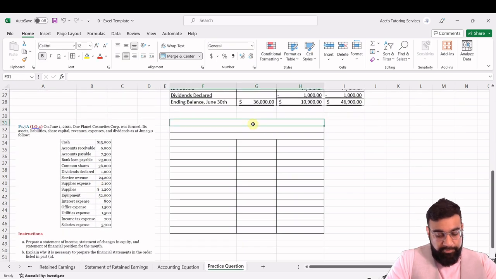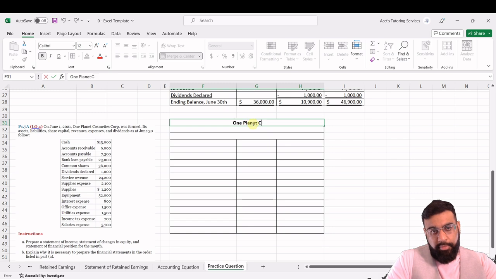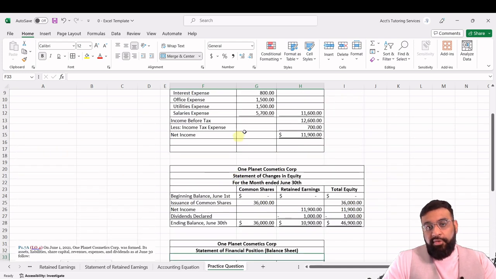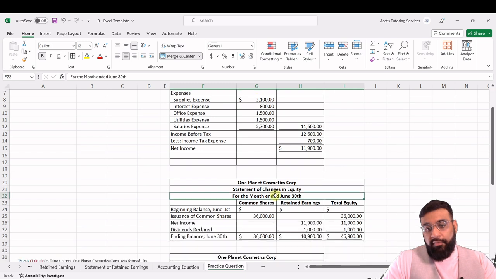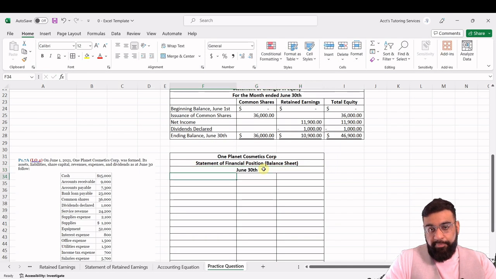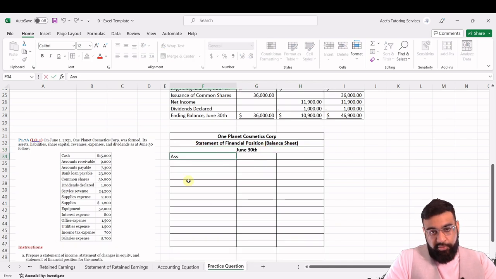So once again, the company name. Then we're going to have the statement name. In this case, it's a statement of financial position. And remember, another word for this is the balance sheet, or the classified balance sheet, or the consolidated balance sheet, the consolidated classified balance sheet. It'll vary. And then for the date, remember, for these two it was for the month ended. For this, it's just going to be at June 30th. That's it. Done.